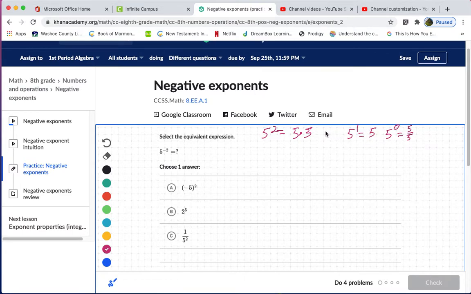As it goes larger, 5 squared is 5 times 5. So as we go up this way, we're multiplying by 5. If we're going this way, then we're dividing by 5. So when we get to 5 to the negative 1, that is 5 divided by 5 times 5, which reduces to 1 over 5.